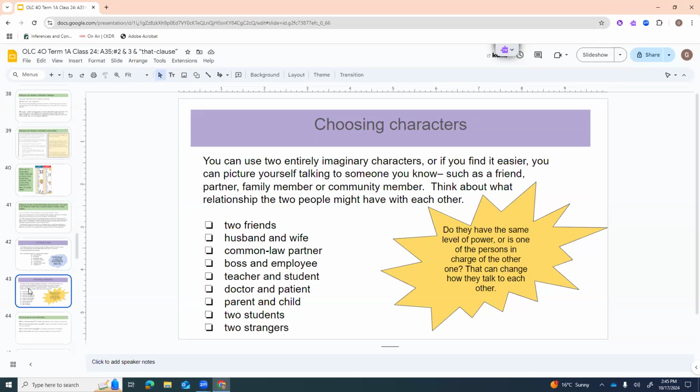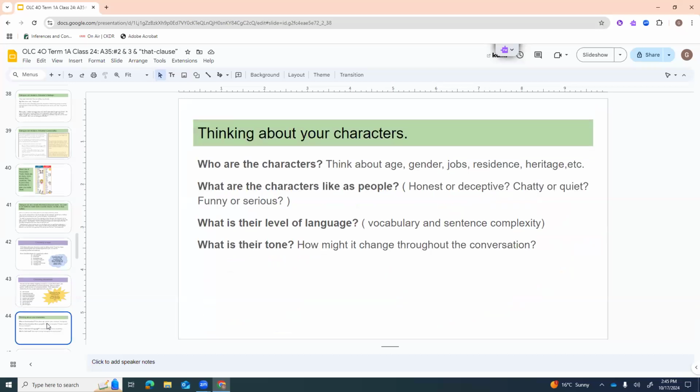One thing to think about as they're talking is, do they have the same level of power, or is one of the persons in charge of the other one? Because that can change how they talk to each other. Like two friends have the same level of power, but a doctor and a patient, the doctor's got a lot more power than the patient. So they might talk to each other very differently. So that's one thing to be thinking about when you think about the relationship.